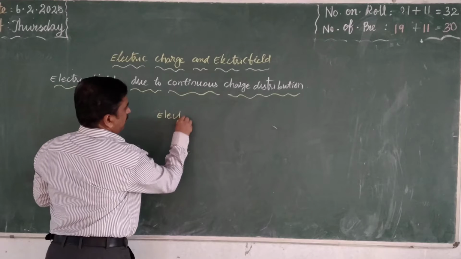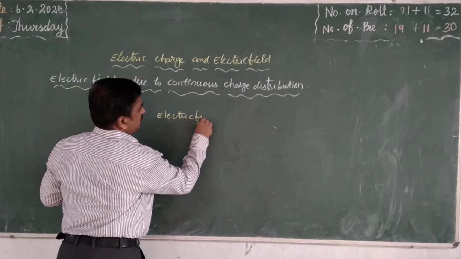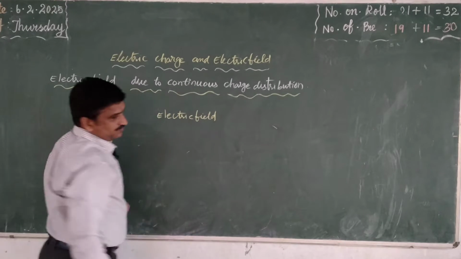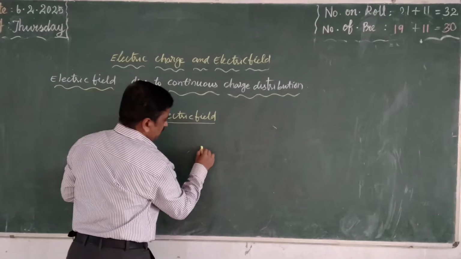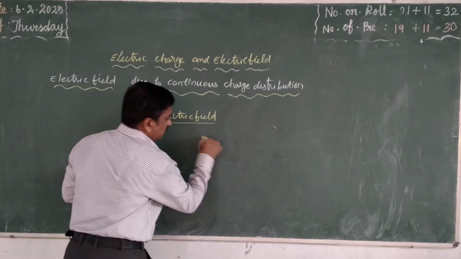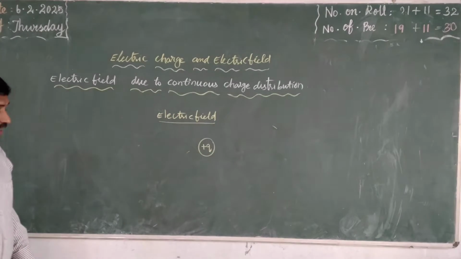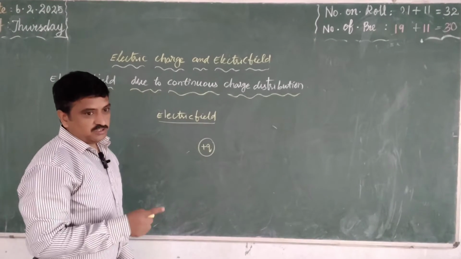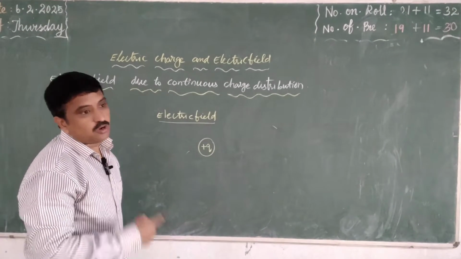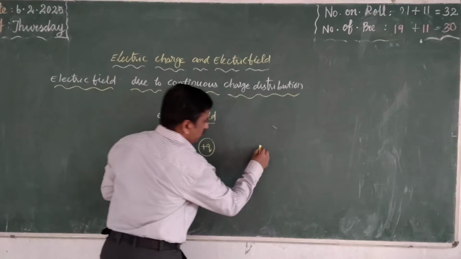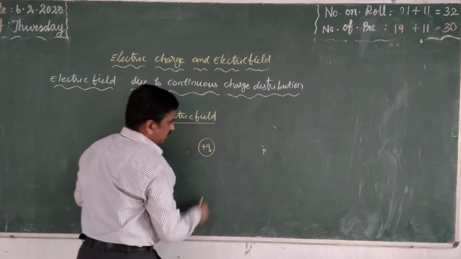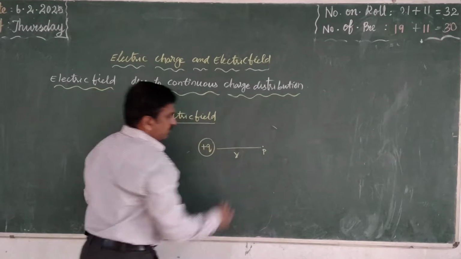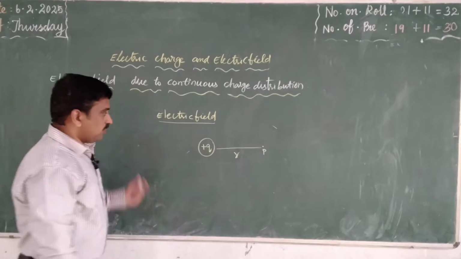Electric field means, for example, this is the plus Q charge. Electric field means a region around a charged particle within which a force is exerted on another charged particle. For example, here we can take a point P at r distance from that charge. What is the electric field?